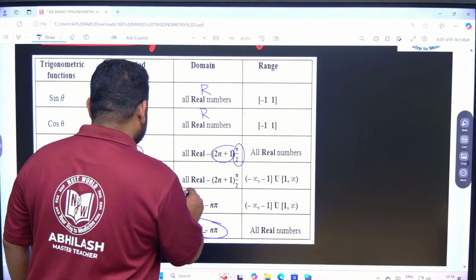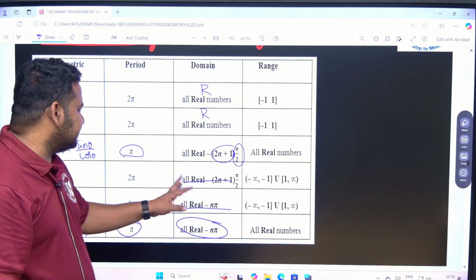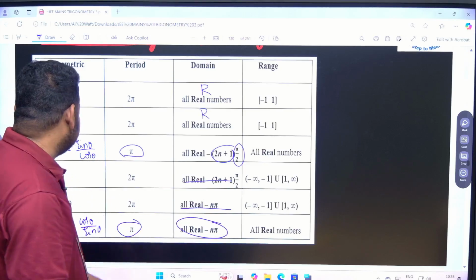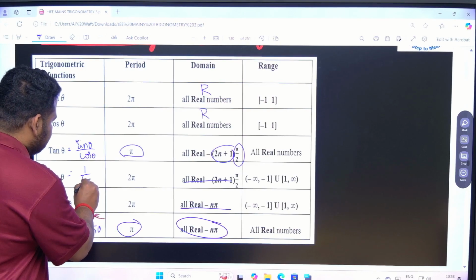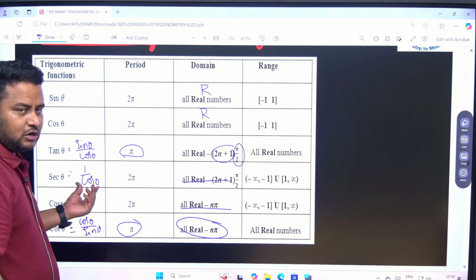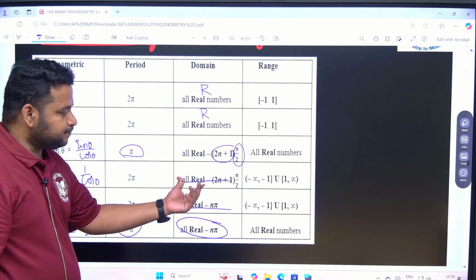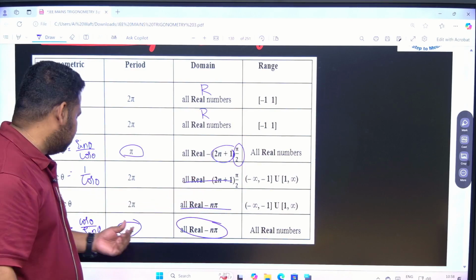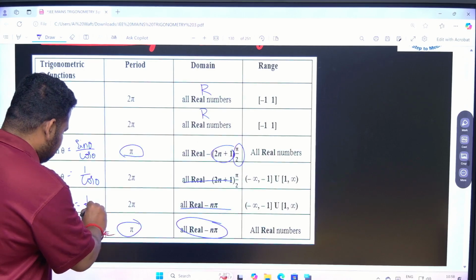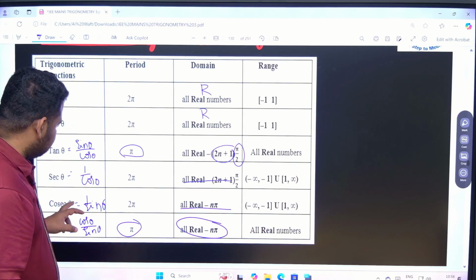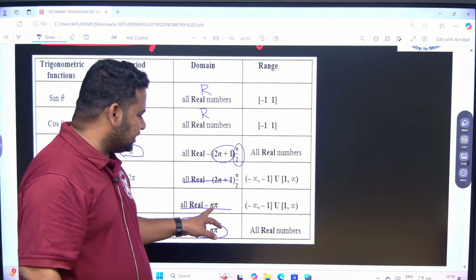So similarly we can look at secant and cosecant. Why have we written the same thing? See, secant is nothing but 1 by cos. For secant to exist, this cos should not be 0. So here also we have written all real numbers minus odd multiples of pi by 2. When it comes to cosecant, it is nothing but 1 by sin theta. So that's why we have written all real numbers minus n pi.